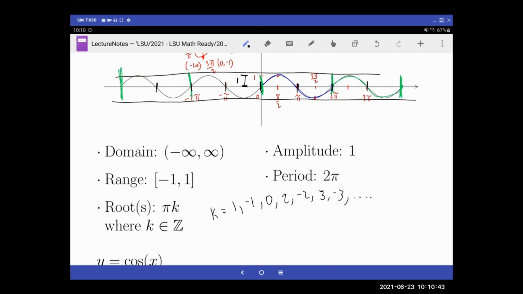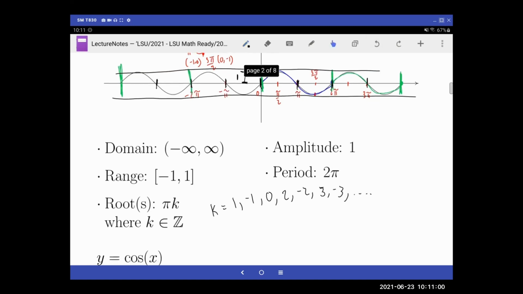And so you can think about this as 0 pi. That could be 1 pi. That can be 2 pi. It could be -1 pi, -2 pi, right? So that's what this notation just means.